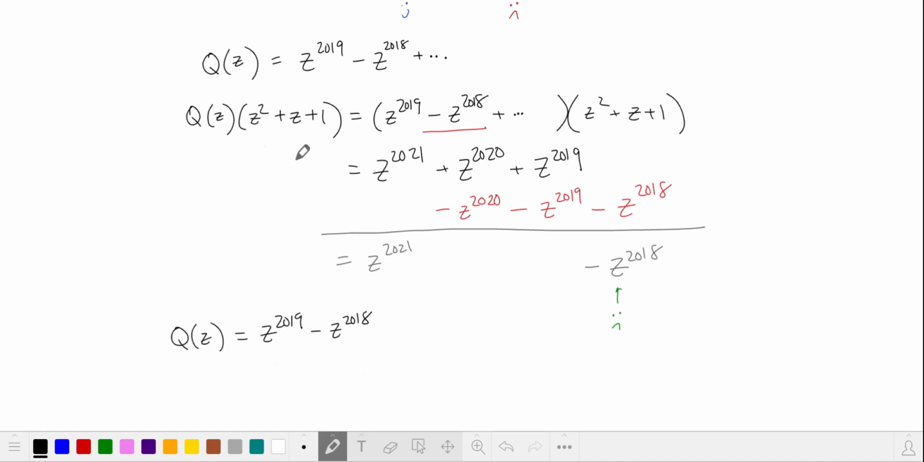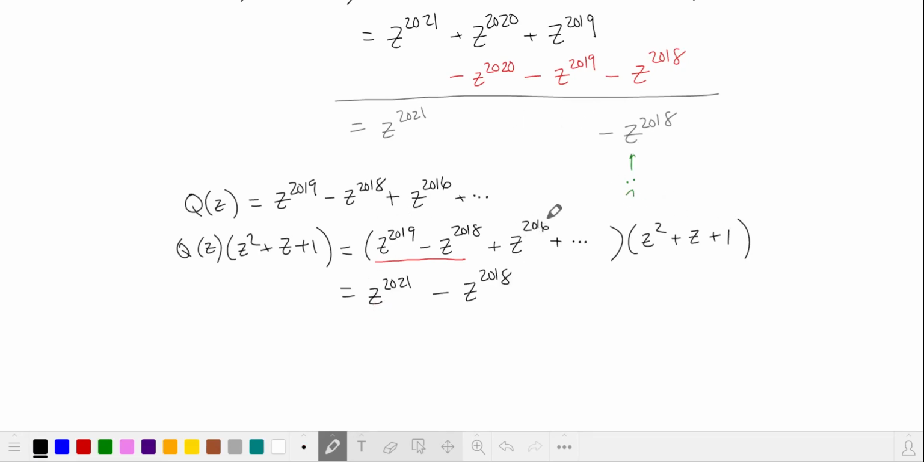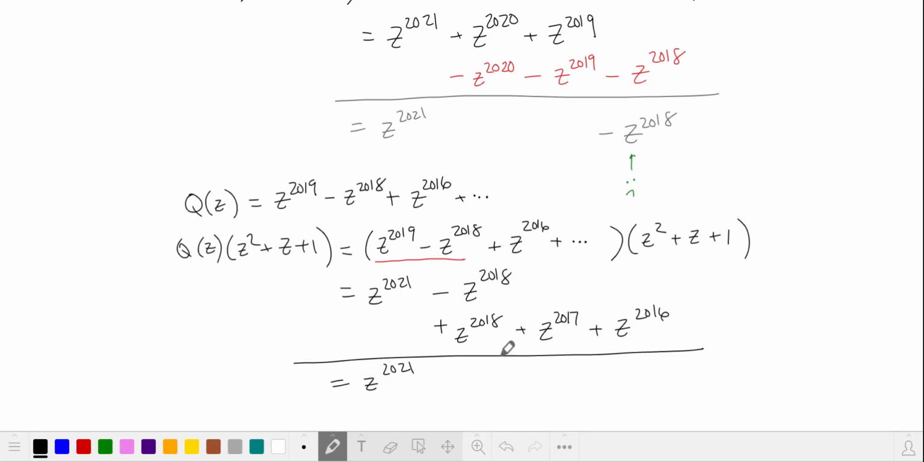So we're going to try to cancel that out one more time by adding another term to q of z. Since we're multiplying by a z squared term, let's add z to the power of 2016. Multiplying again by z squared plus z plus 1. When we multiply by our first two terms, z to the power of 2019 minus z to the power of 2018, we'll get the same first two terms as before. So I'll just copy that down from the previous line. And then we'll continue on by multiplying by z to the power of 2016. We'll end up with a positive z to the 2018, z to the 2017, and z to the 2016. Combining like terms, this cancels, and we're left with these two terms that we don't want.